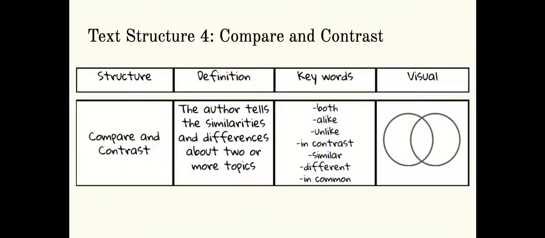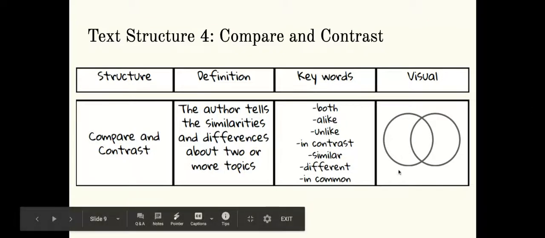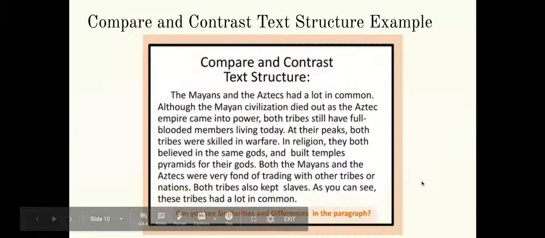The next one is compare and contrast. So the author gives similarities and differences about 2 or more topics. Some keywords you'll see are both, alike, unlike, in contrast, similar, different, and in common. So a visual is something we've used lots of times, a Venn diagram. If there was another topic introduced here, then you'd see another circle down here as well. But this is something that you guys have seen quite a lot.